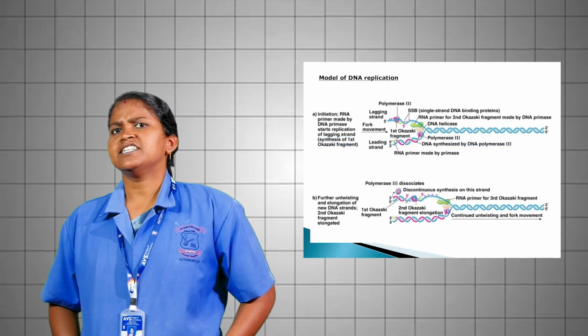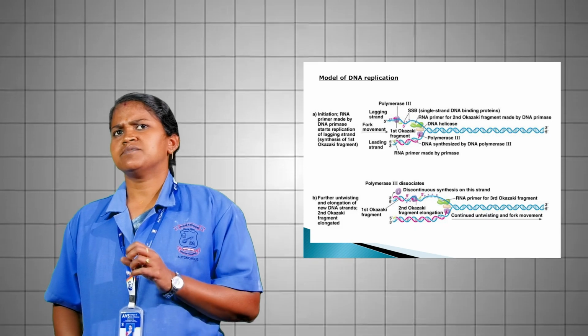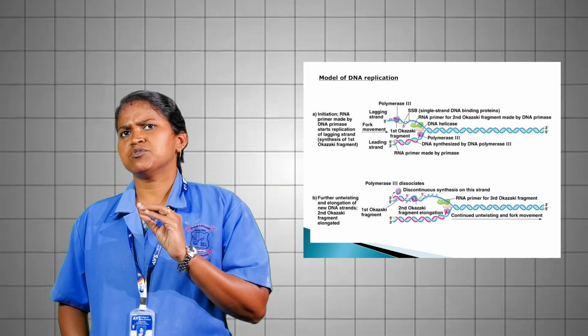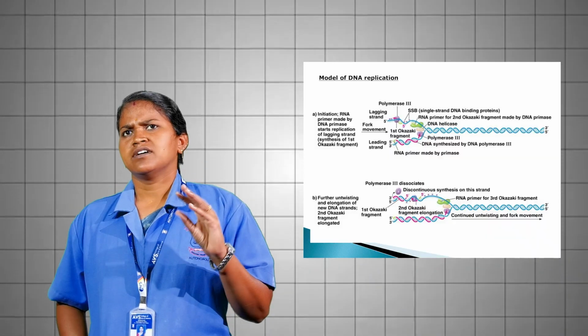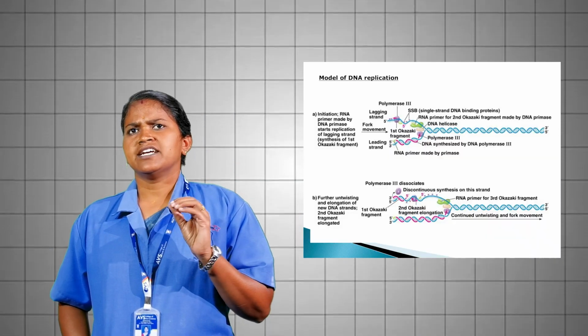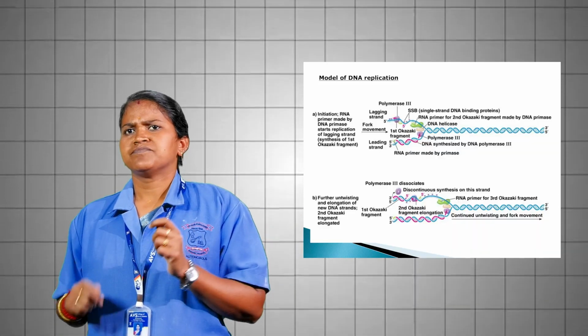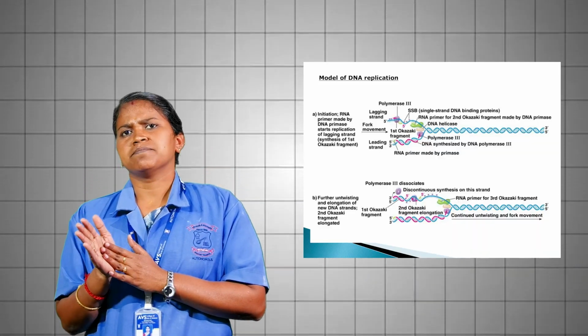The first step is initiation. In initiation, the first step is the DNA structure unwinding. Unwinding means the helicase enzyme binds, and then polymerase III enzyme moves, the replication of the leading strand and lagging strand, and binding with the SSB proteins.